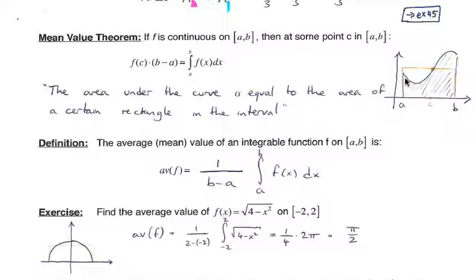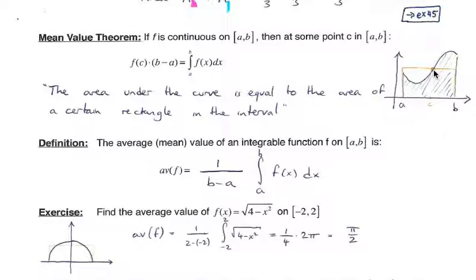I have a function f that is this curve here, and my area under the curve is equal to a certain rectangle. I tried to guess what this rectangle would be like. It's this rectangle here, which is higher here but lower here, and the area of this rectangle is equal to the area under the curve. And the mean value theorem states that this is always true and that we can find a point on the graph of f which has the appropriate height.